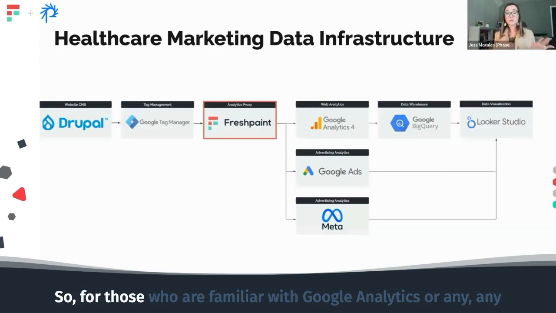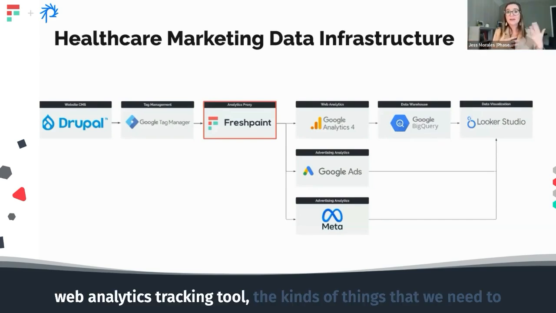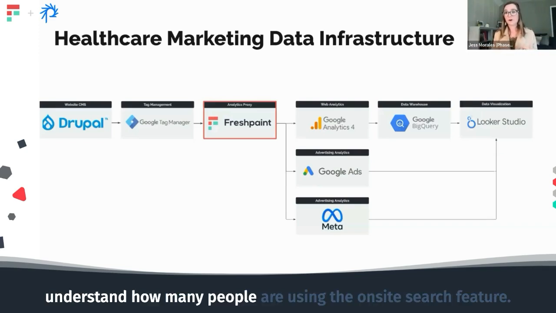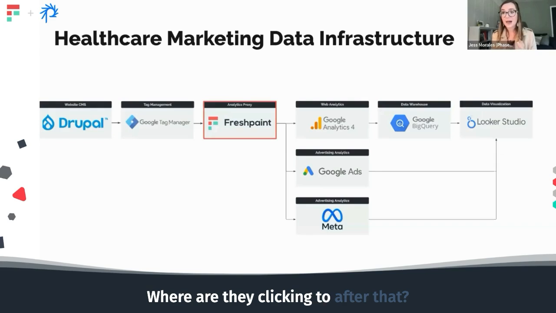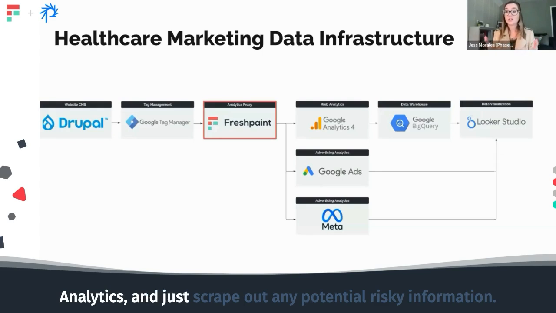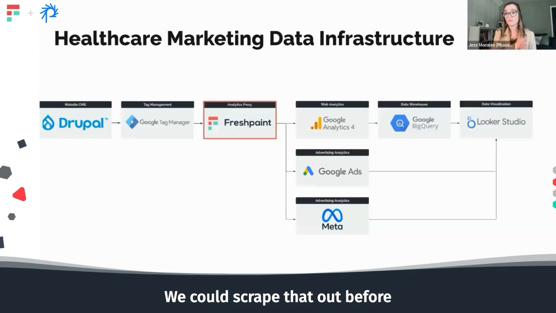So for those who are familiar with Google Analytics or any web analytics tracking tool, the kinds of things that we need to know are just general on-site search usage. For instance, we want to understand how many people are using the on-site search feature. What are they searching for? Where are they clicking to after that? We were able to collect that information inside of Google Analytics and just scrape out any potential risky information. So things like addresses or zip codes that a user may enter on the site. We could scrape that out before passing it onward to GA4, for instance.